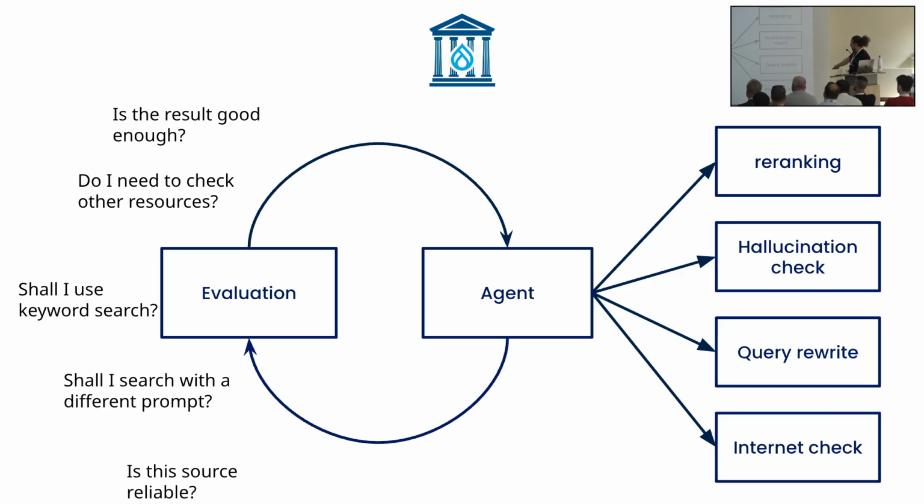So you can do another check. Should I use the keyword search? So change from semantic to keyword if you want to improve the results. Should I search with a different prompt? So it will rewrite the prompt. Or is this source reliable? So it will do the hallucination check. You can do the ranking. So you can add all the tools and all the instruction here that you want.